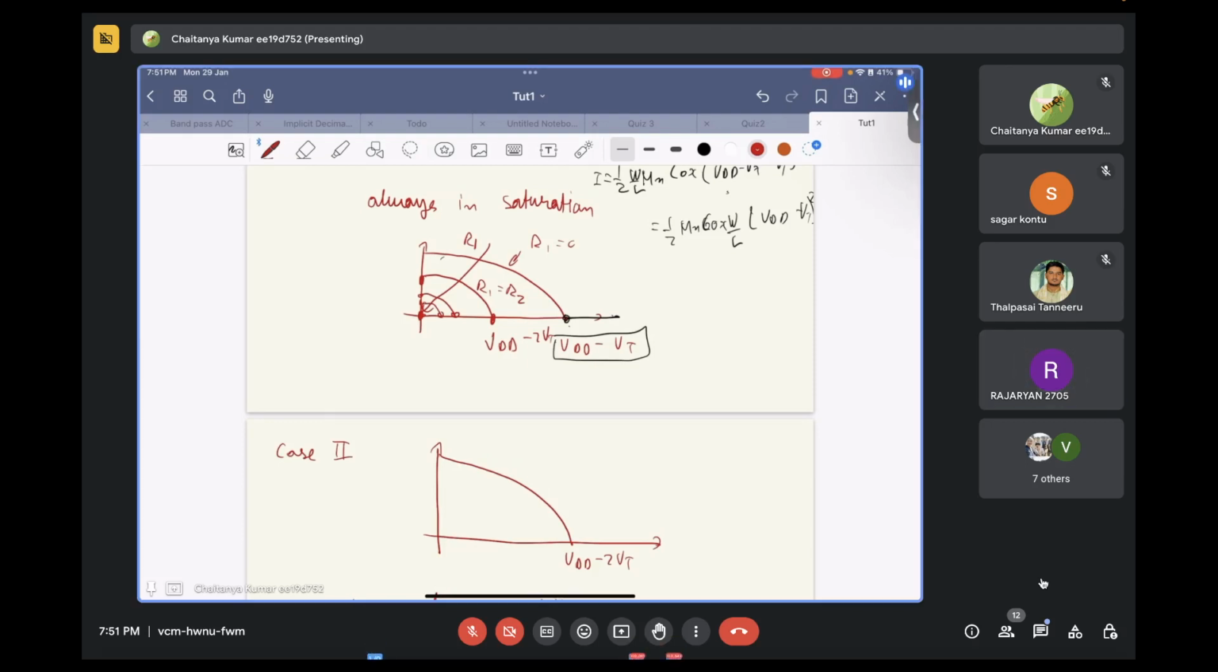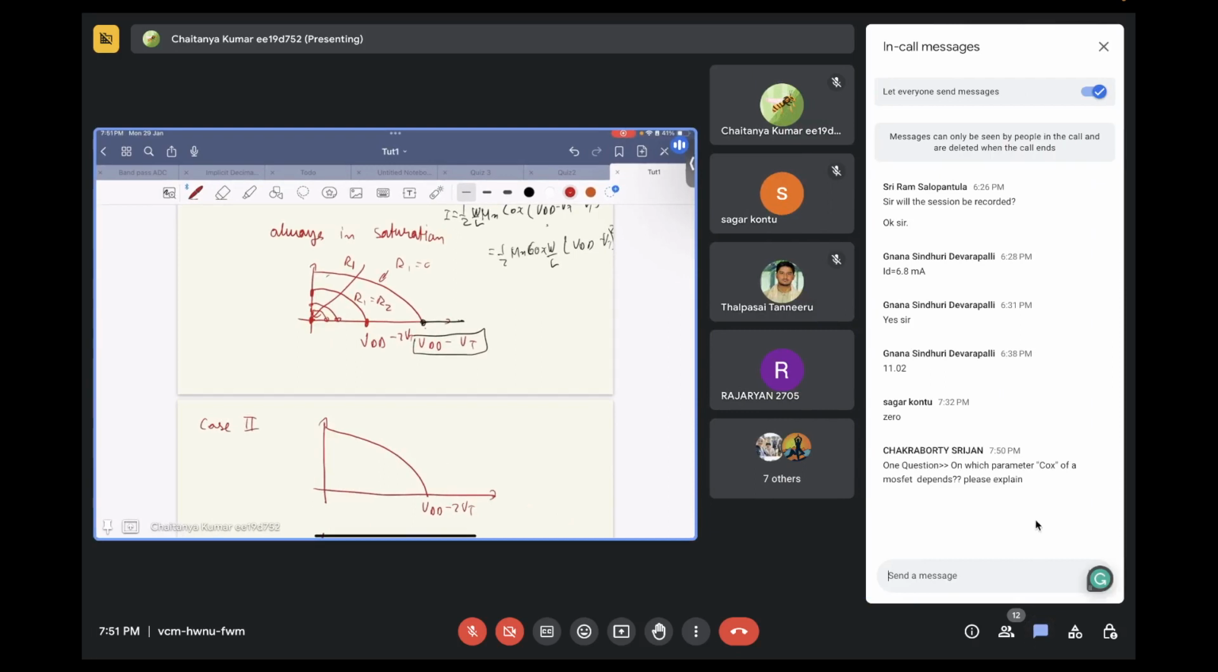Okay, so these were the questions that I had. Now I will take questions from you. Chakravarti had a question: on which parameter does Cox of a MOSFET depend?